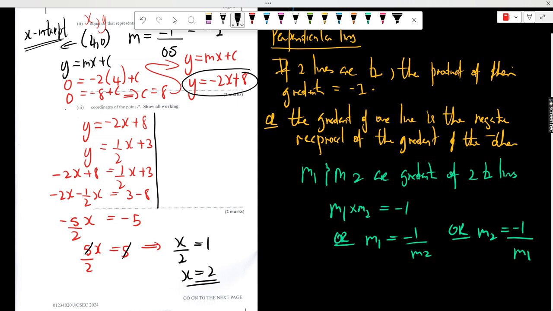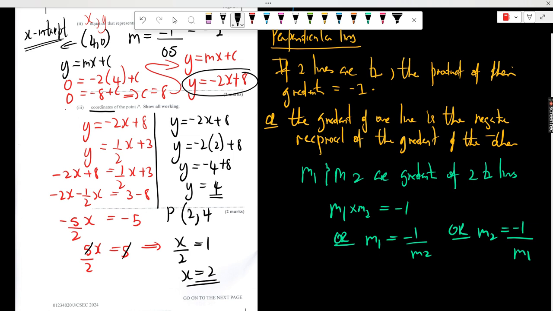We need to find the y coordinate because the question asks us for the coordinates of the point P. To find the y coordinate, we can substitute x equals 2 into any of the two equations we just used. Let's use the first one. So y equals minus 2x plus 8. So y equals minus 2 times 2 plus 8. y equals minus 4 plus 8. And so y is equal to 4. So therefore the point P has coordinates 2, 4.